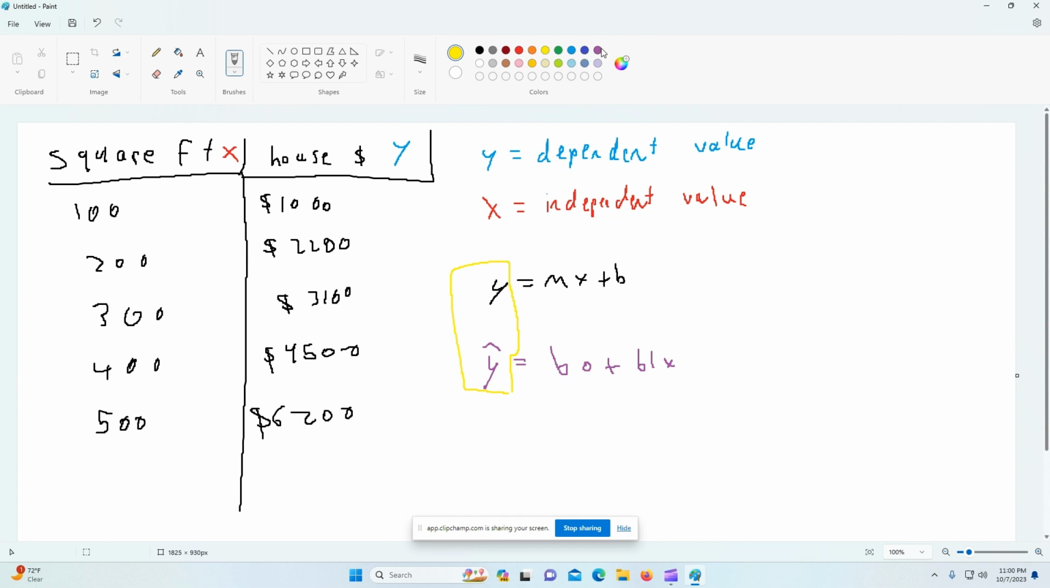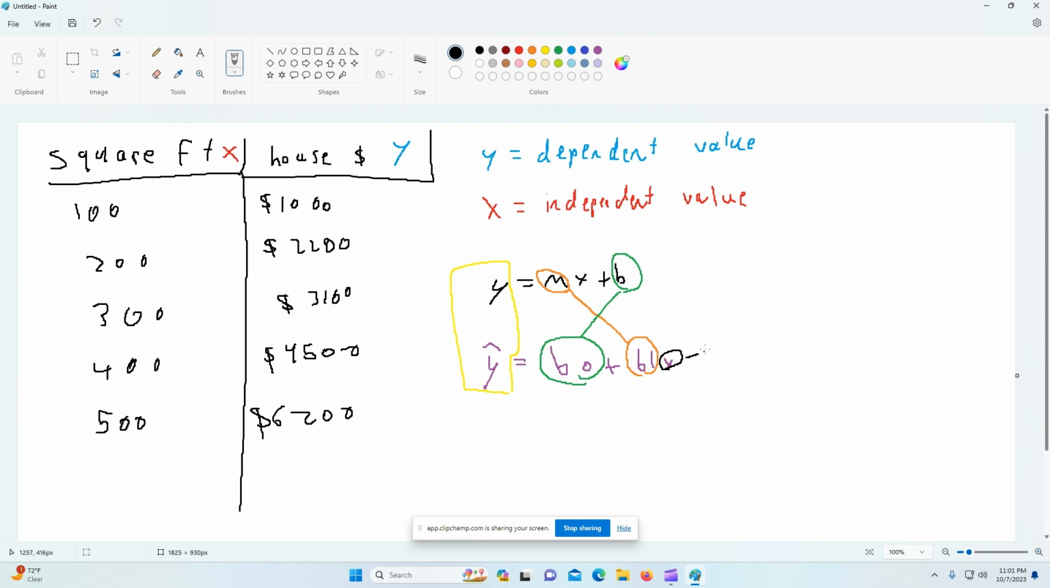Now, some things you should know. The slope m is going to be the same thing as b1. This is the exact same thing, it's just written differently because it's not algebra. And b, our y-intercept, is going to be written like b0. And x is obviously our independent value, which is going to be any input.